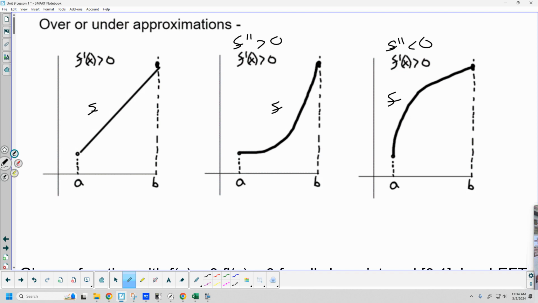Now let's think about a left Riemann sum. A left Riemann sum uses rectangles. You've got your bases that are x's. You use the y's on the left of your interval. Tell me, over or under? Is a couple of them over, one of them under? Is this one under, that one over? Are they all over? Are they all under? Tell me.